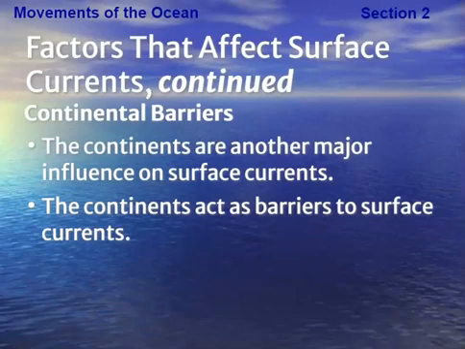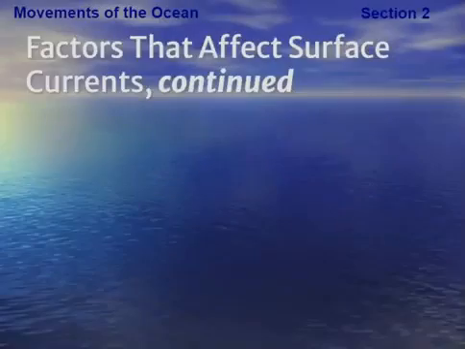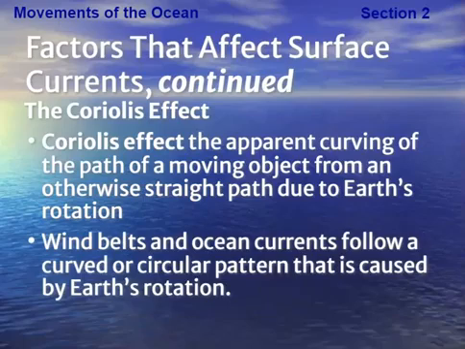Our continents lead to a barrier. As those continents are sitting in place and currents are moving, the water that comes in contact with the continent itself gets deflected one way or another. So continents can influence surface currents also. Typically, they end up deflected one way or another as those currents come towards a continent, towards a landmass.